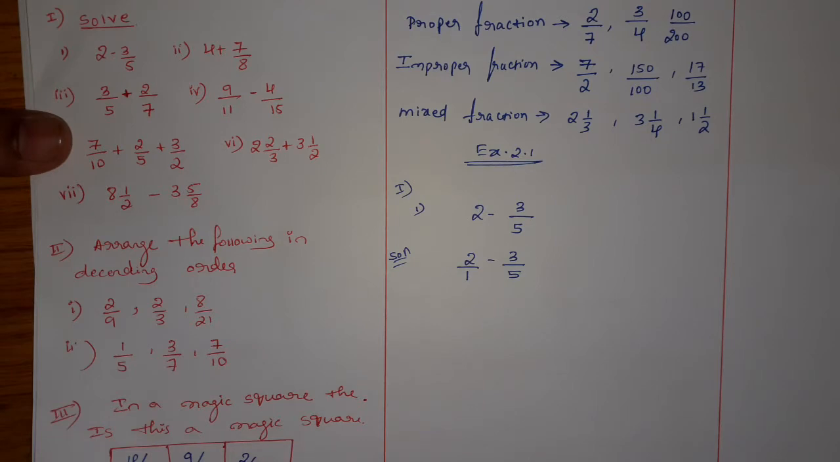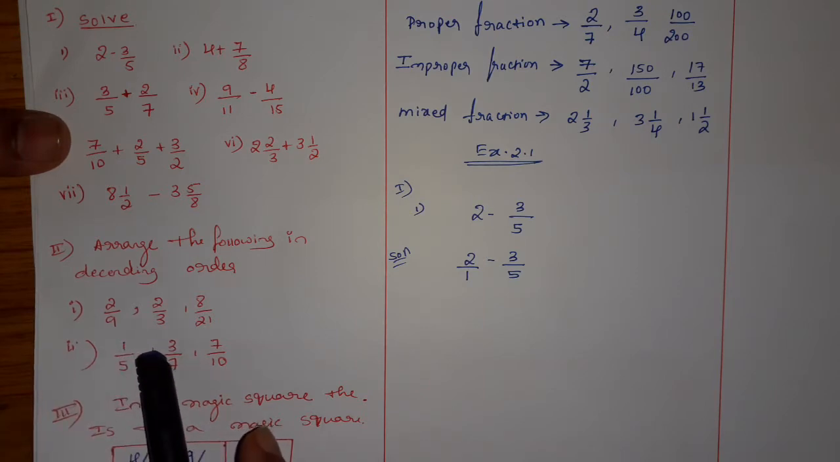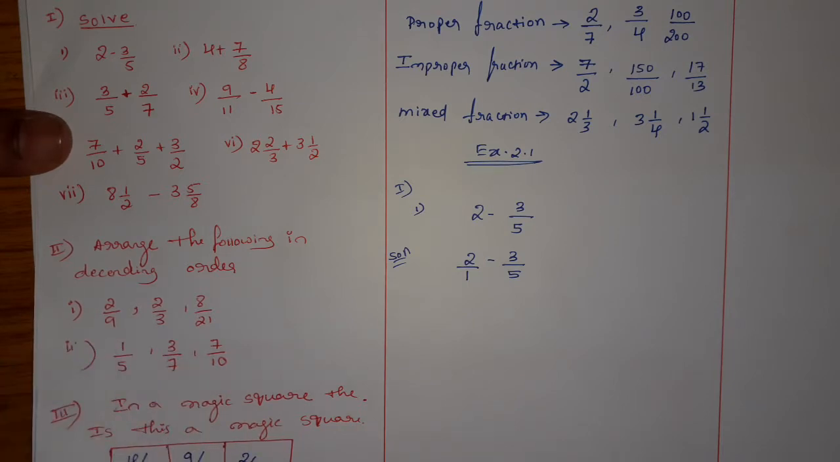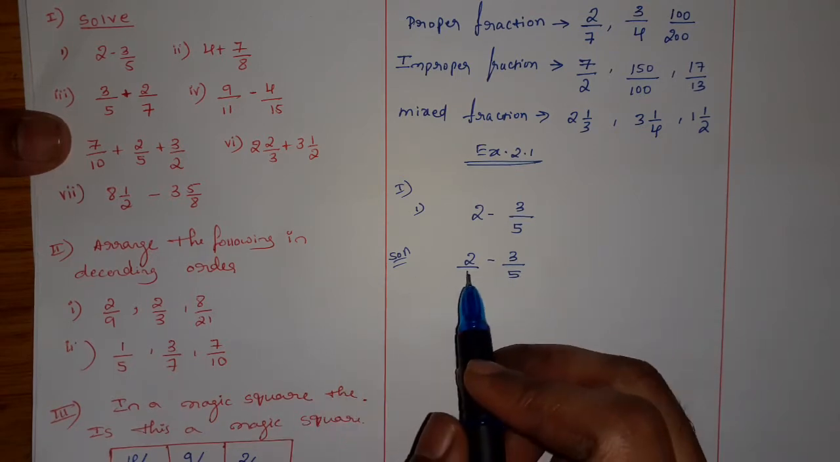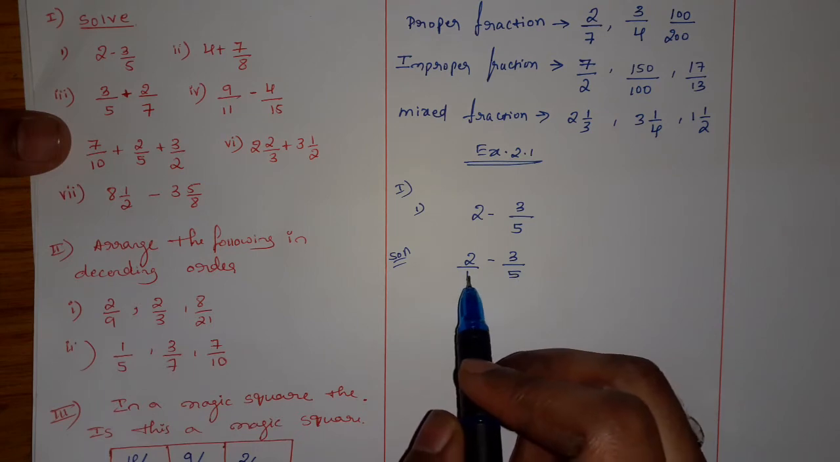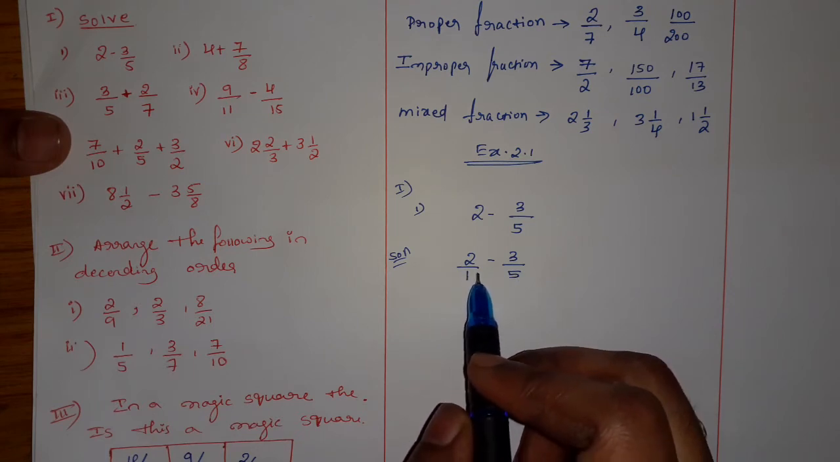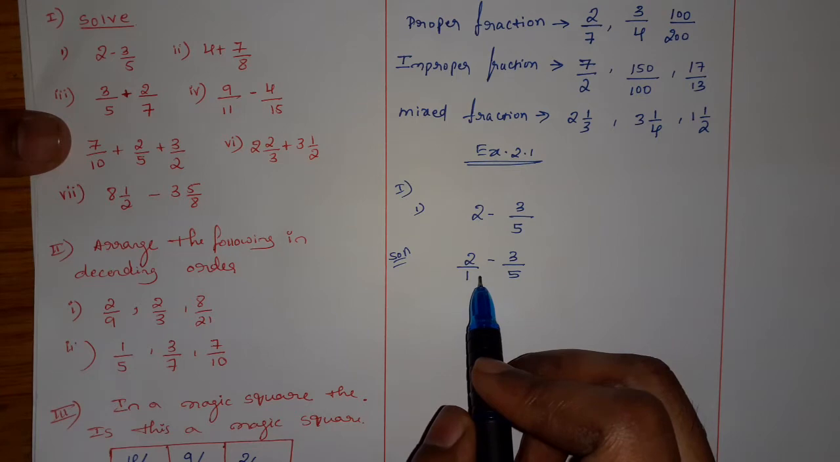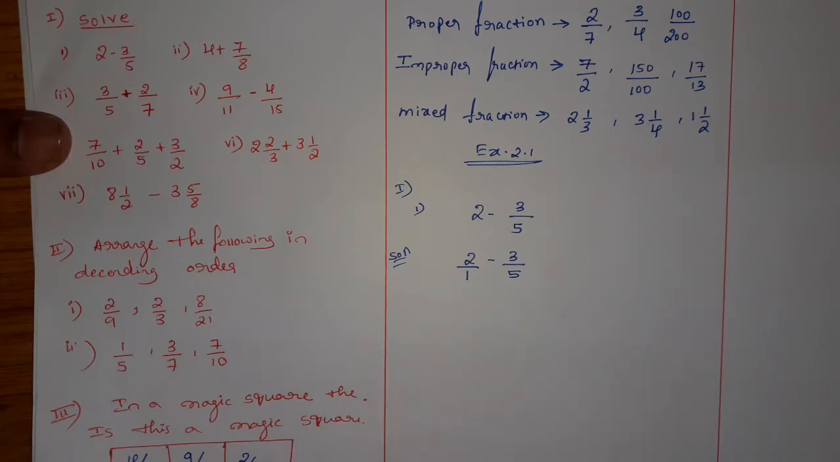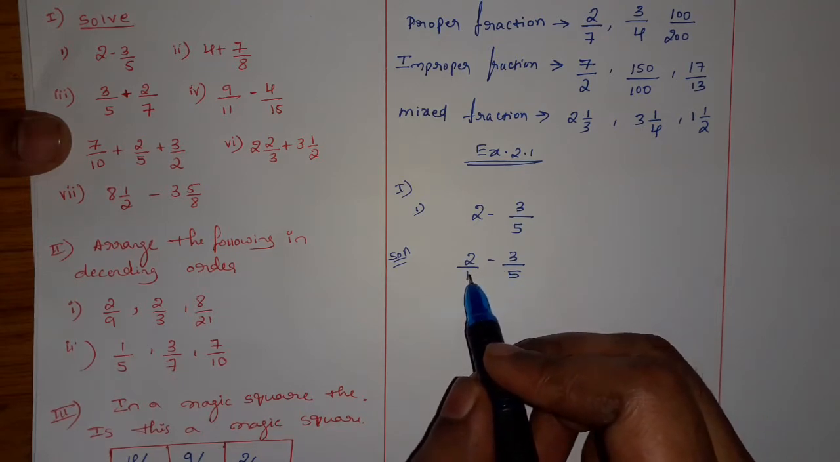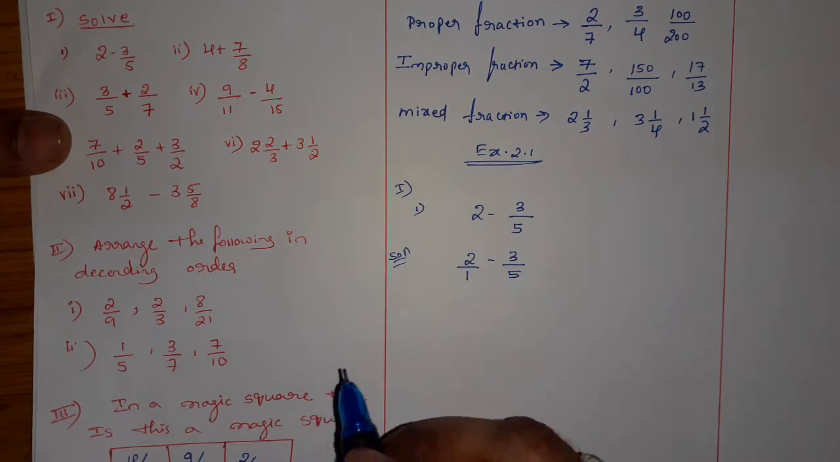Our first work is to make the denominators equal. Once you make the denominators equal, then they are known as like fractions. Therefore you can only add and subtract like fractions, you cannot add and subtract unlike fractions. So here 5, here 1, what do you have to do? See, I can make this 1 into 5 by multiplying by 5, okay, but I cannot make this 5 into 1.